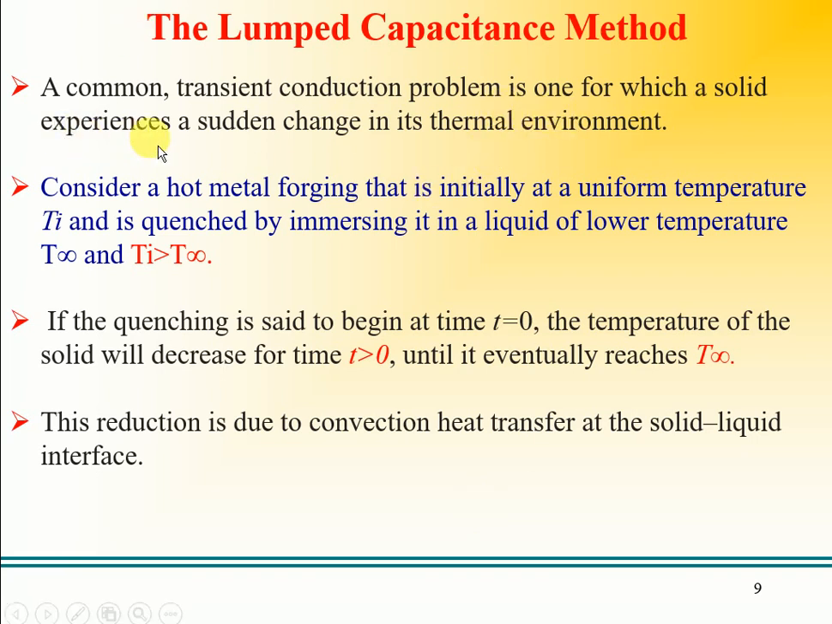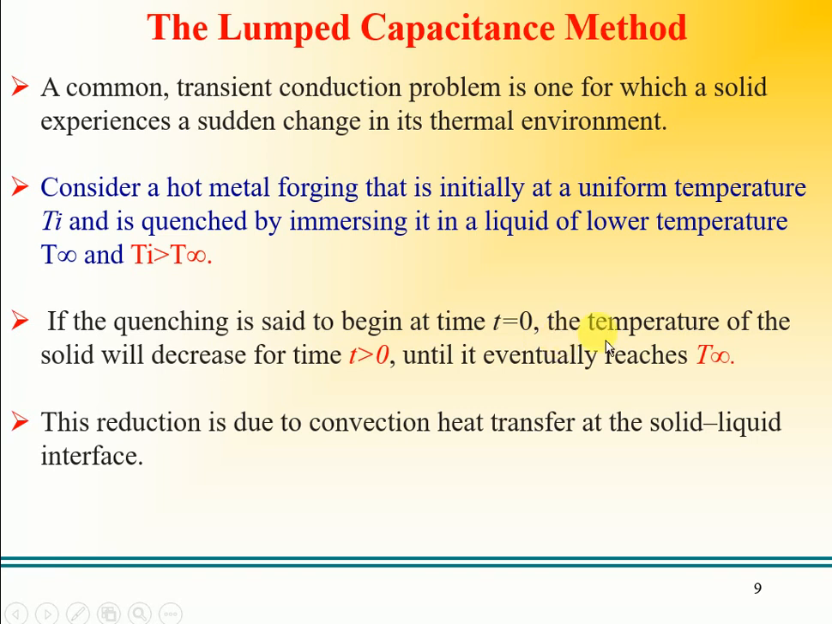So a common transient conduction problem is one for which a solid experiences a sudden change in its thermal environment. Where it is applied, of course, there is a sudden change. There is a quenching process. Consider a hot metal forging that is initially at a uniform temperature, Ti, and is quenched by immersing it in a liquid of lower temperature, T infinity, and Ti is greater than T infinity. It means a certain metal at higher temperature is put into a very low temperature, that is T infinity, which is the environmental temperature, or put into a cold liquid or anything.